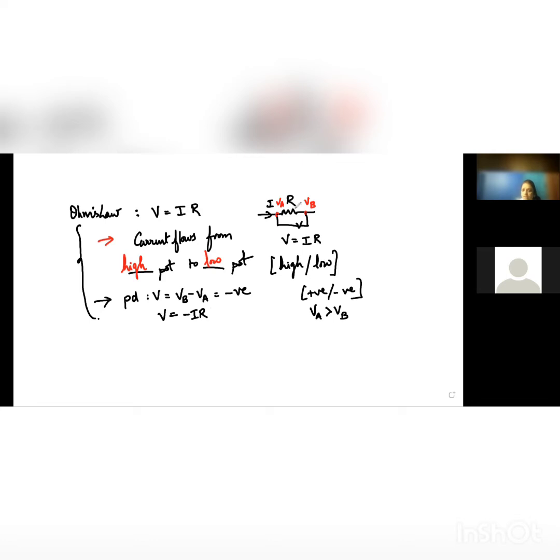You used to say, okay, V is equal to I into R. But we need to be very precise. I'll tell you why this sign is so important, so we'll be studying that.